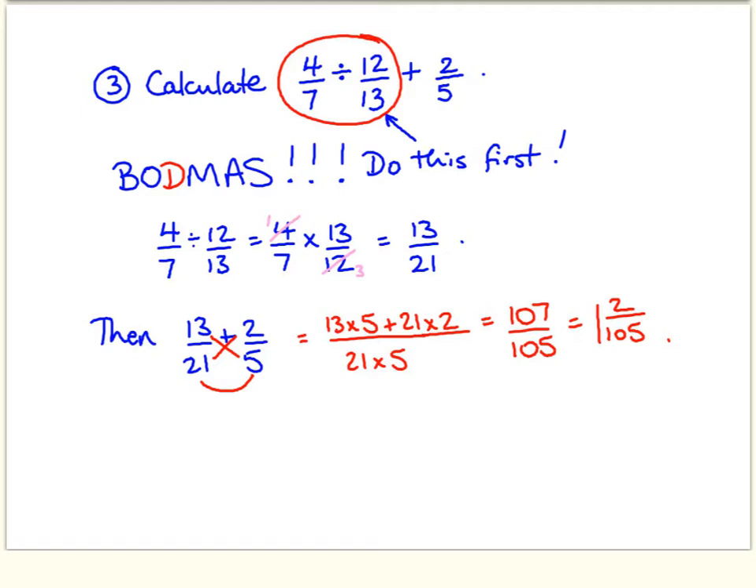Some people call it kiss and smile. That's fine. So you multiply the 21 by the 5, and then you cross multiply 13 times 5, which is here, and 21 times 2, which is here. You add these together, and then you've got 107 over 105. That's a top-heavy fraction, so you change it to 1, which takes out 105 out of 105. The remaining is 2. So it's 1 and 2 105ths. Easy, as long as you remember.